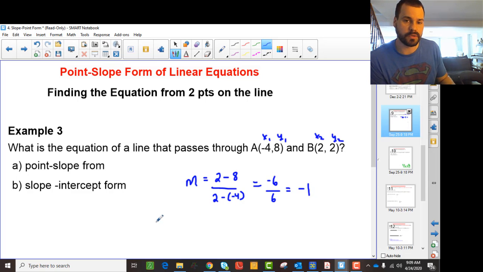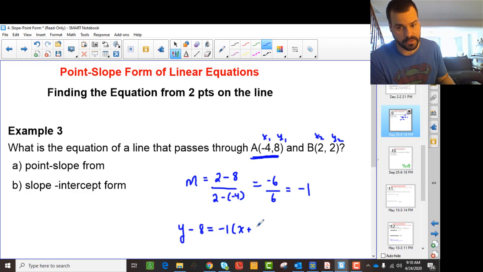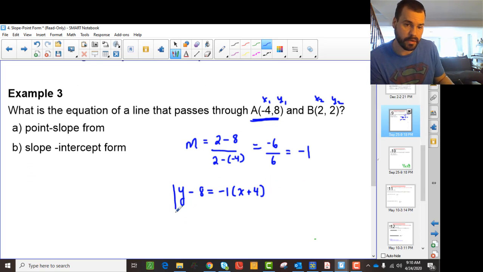And then what we're going to do is pick one of the 2 points. I'm always just going to use the one that I've labeled x1 and y1. So I'm going to go y minus y1, which is 8, is equal to the slope minus 1 onto x, and then minus x1, so minus minus 4, so plus 4. We talked about switching the sign, right? So that's my point slope form. I'm done part A.